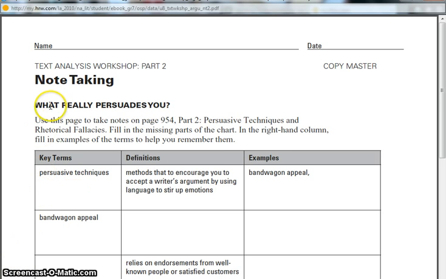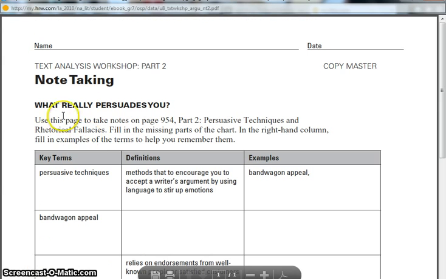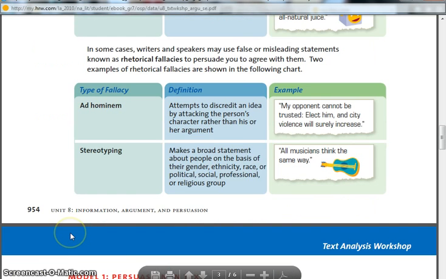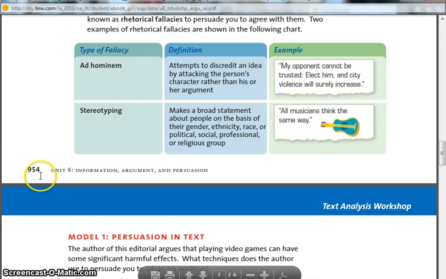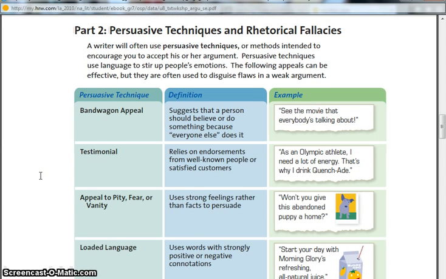Now you need this note-taking page. This was handed out in class, and a link to it is also available in the online class. So this is note-taking page 100, and at the top it says what really persuades you. Now I'm going to go through the information on page 954 from your textbook with you. And you'll push pause on the video and you'll be able to fill in the information on your note-taking page.